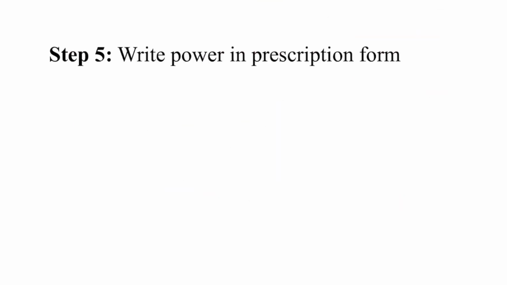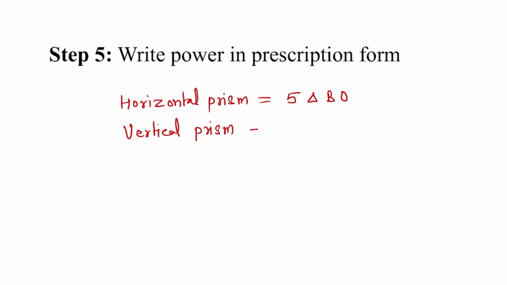The last step is to write the power in prescription form. We're gonna write it as horizontal prism is equal to 5 prism base out, and vertical prism is equal to 4 prism base up.